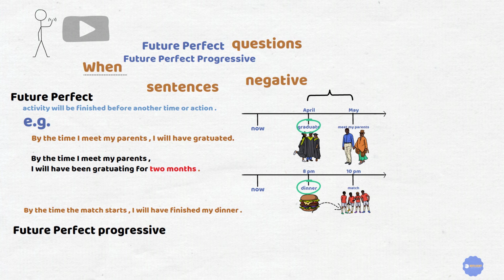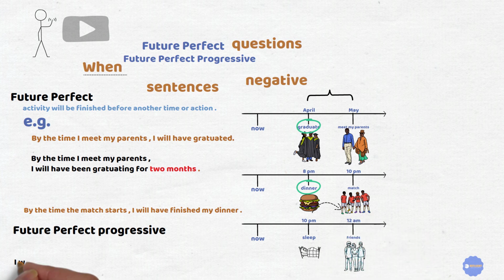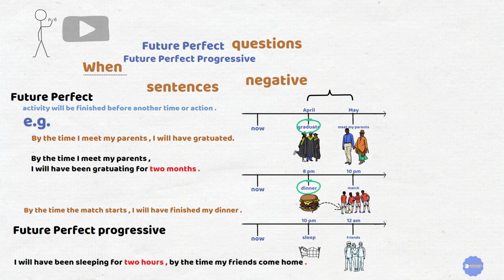Another example, I sleep at 10 p.m. and my friend will come at 12 a.m. So I can say, I will have been sleeping for 2 hours by the time my friend comes home. So here we emphasize the period of time. For 2 months, 2 hours. But in the future perfect, we don't care about the time. We understand from the sentence that the action is already finished, but we don't care about the duration of time.